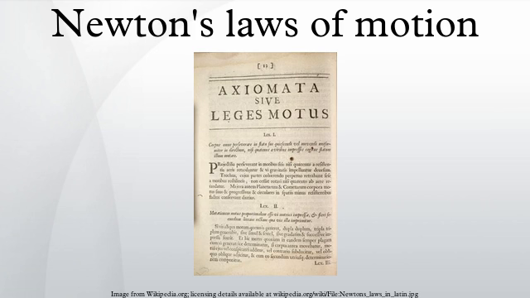First law: when viewed in an inertial reference frame, an object either remains at rest or continues to move at a constant velocity, unless acted upon by an external force. Second law: F equals ma. The vector sum of the forces F on an object is equal to the mass m of that object multiplied by the acceleration vector a of the object. Third law: when one body exerts a force on a second body, the second body simultaneously exerts a force equal in magnitude and opposite in direction on the first body.